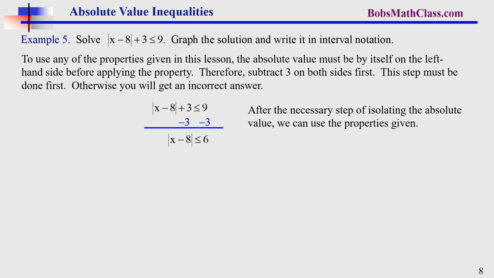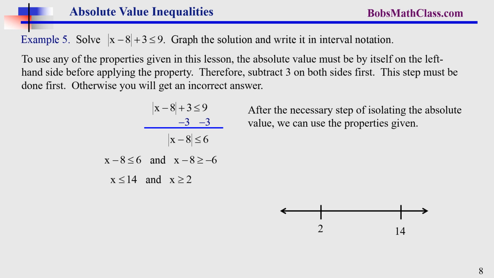We could write it into 2 inequalities. The first one, no changes. The second one, 2 changes. This is a less than, so it's going to be an and. So x minus 8 less than or equal to 6, and x minus 8 greater than or equal to negative 6. Not too hard to solve this one. Add 8 on both sides on the left. That gives us x is less than or equal to 14. Add 8 on the right. That gives us x is greater than or equal to 2.